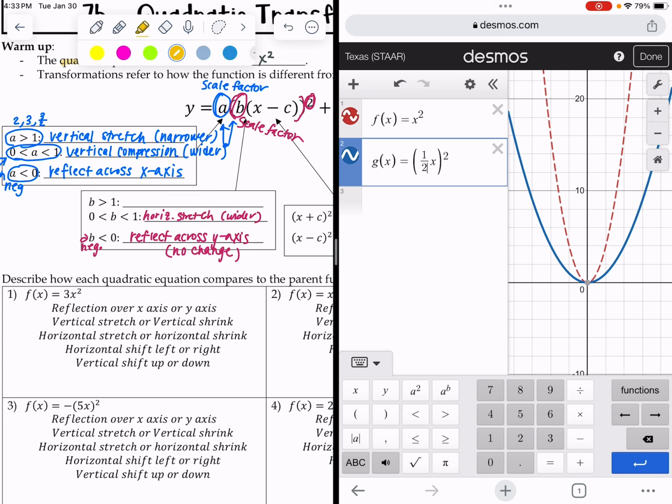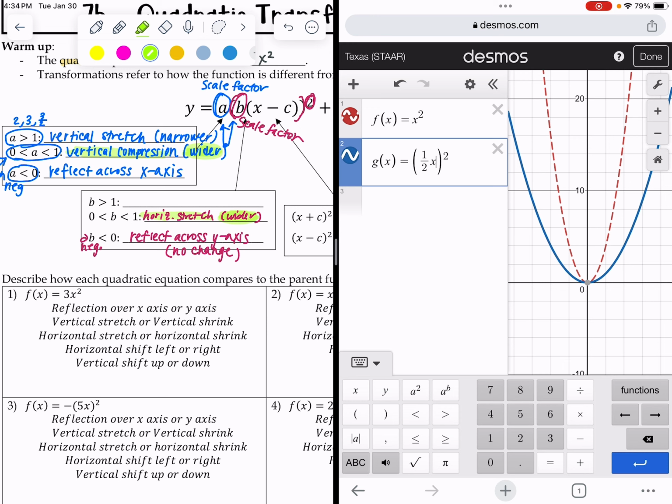And so a vertical compression is going to end up being the same thing as a horizontal stretch. Both result in a wider graph. It depends where you put the scale factor, you just change what you're calling it. Both are wider. And so the smaller the scale factor, the wider the function, regardless of where it is.